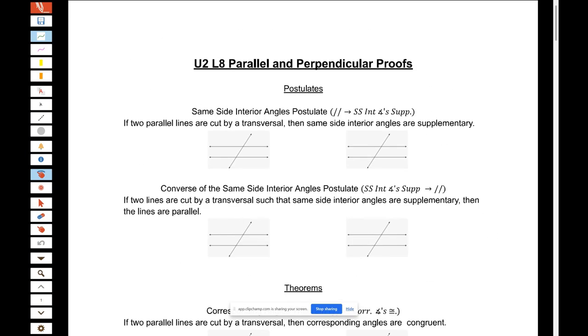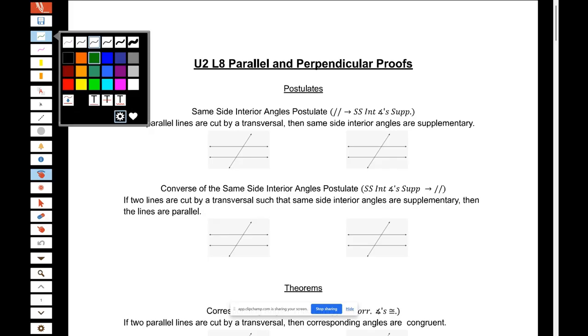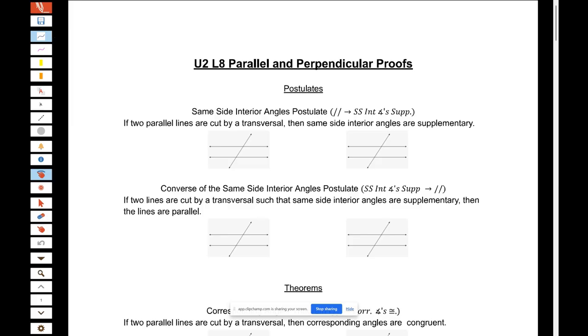Okay, welcome to this video on proofs involving parallel and perpendicular lines. Before we actually write some practice proofs, we're going to first discuss the rules that are used in the proofs, and then we'll do a few practice proofs together.